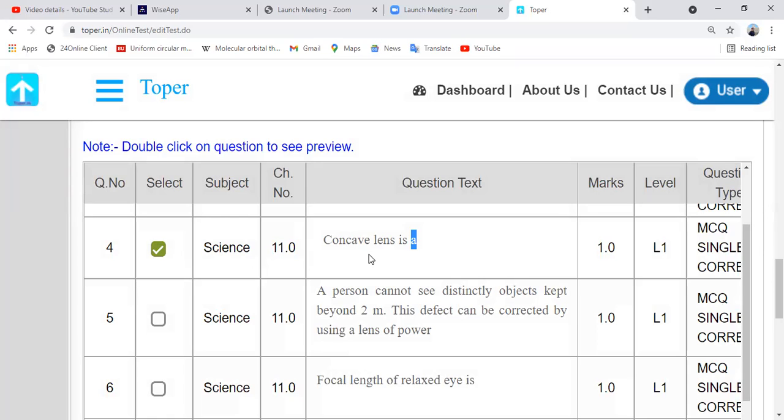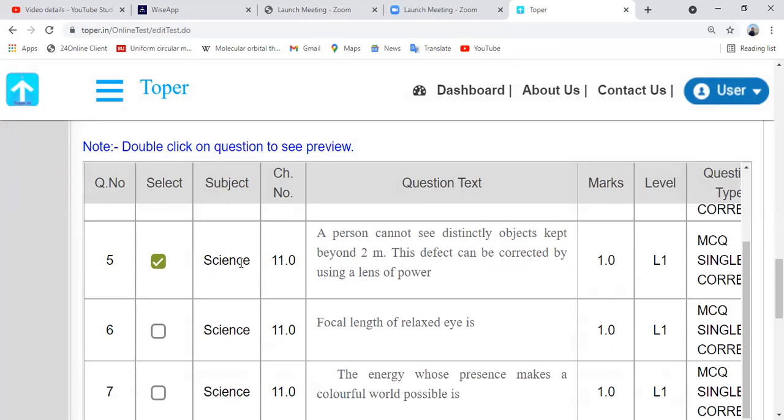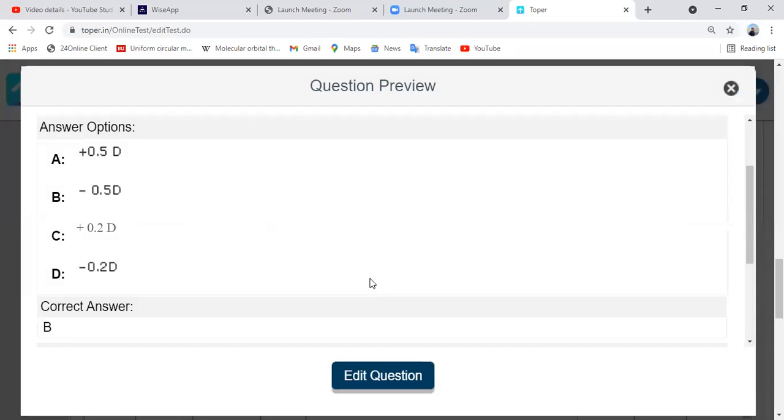Question number 5 says a person cannot see distinctly objects kept beyond 2 meter. This defect can be corrected by lens of what power? It is the nearby object, so 1 by 2 meters, which gives 0.5 diopter. D is the diopter, the unit for the power of the lens. Yes, so it is minus.